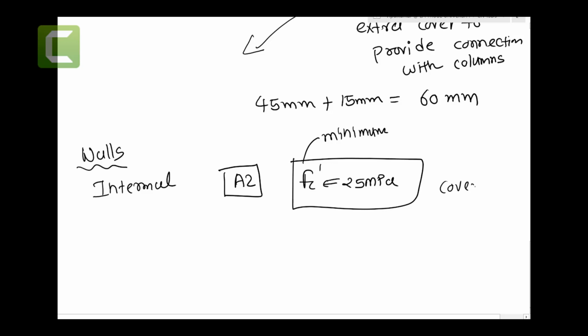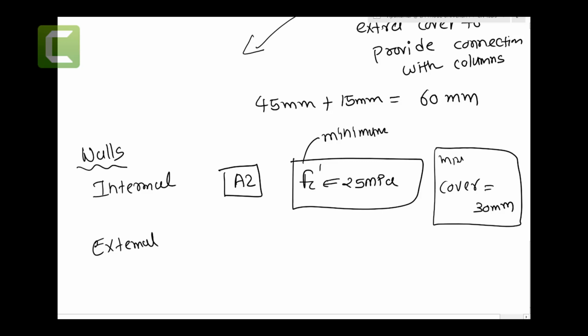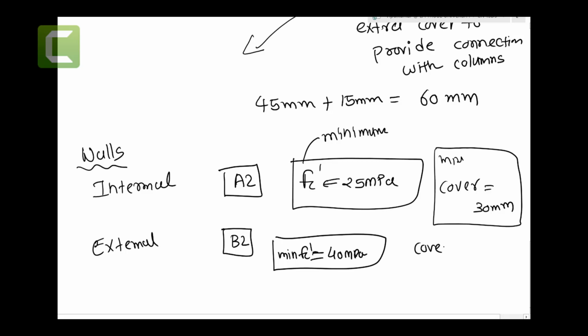And again, cover, minimum cover, by the way, is equal to 30 millimeters. I know you know where these numbers are coming from. I already showed it to you. And external walls, again, B2 classification, minimum f'c is equal to 40 megapascals, and for cover, we just allow these connections to happen, and therefore we have 60 millimeters minimum cover. I hope it makes sense now.